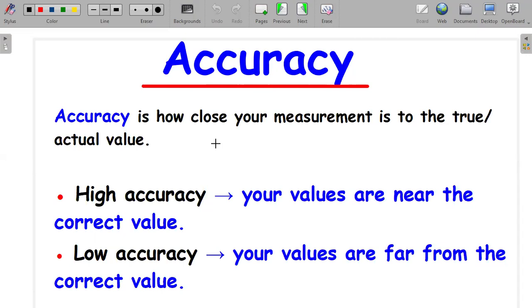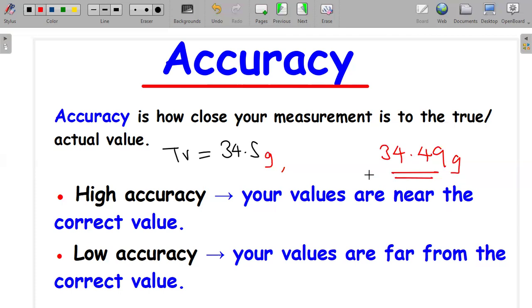Let's say, for example, my true value is 34.5. Let's attach units to this. Let's say my true value is the weight of something, and that weight is 34.5 grams. I put this same thing on the measuring instrument, and the weight that I get is maybe 34.49 grams.